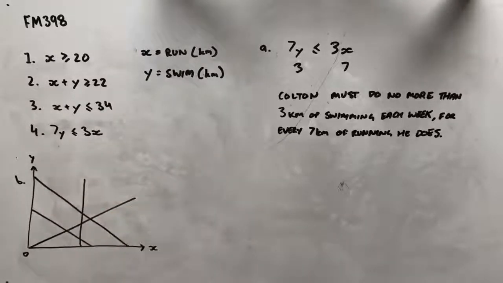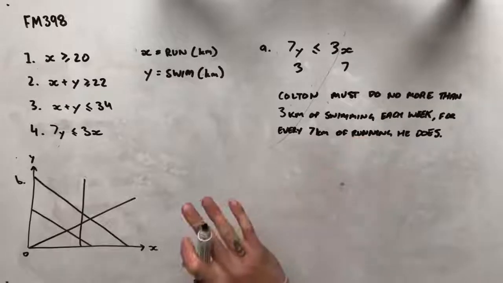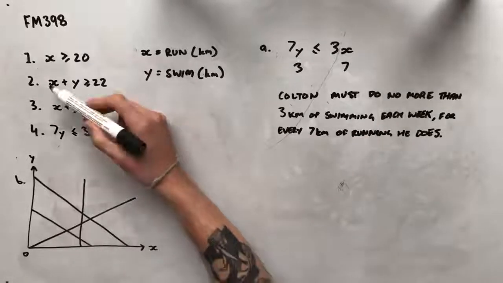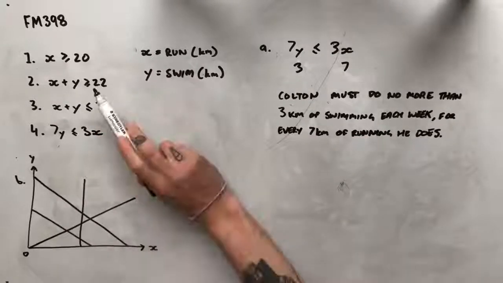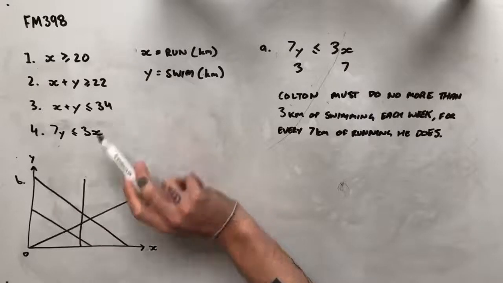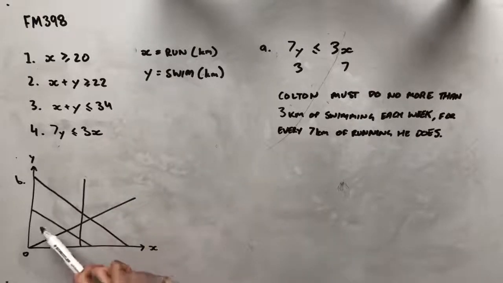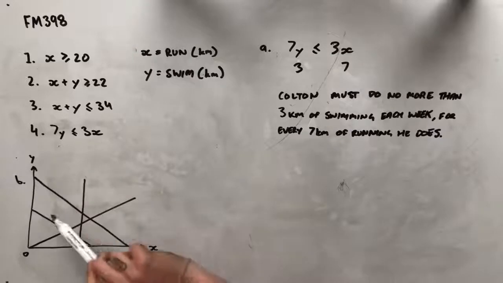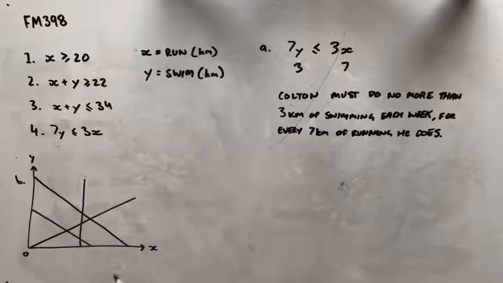I know we're working with inequalities, but we'll start with the line and then transition to the inequality. So x plus y equals 22. Well, we assume that since we're comparing between 22 and 34, this line here is going to be the 22, and this parallel line here is going to be the 34.